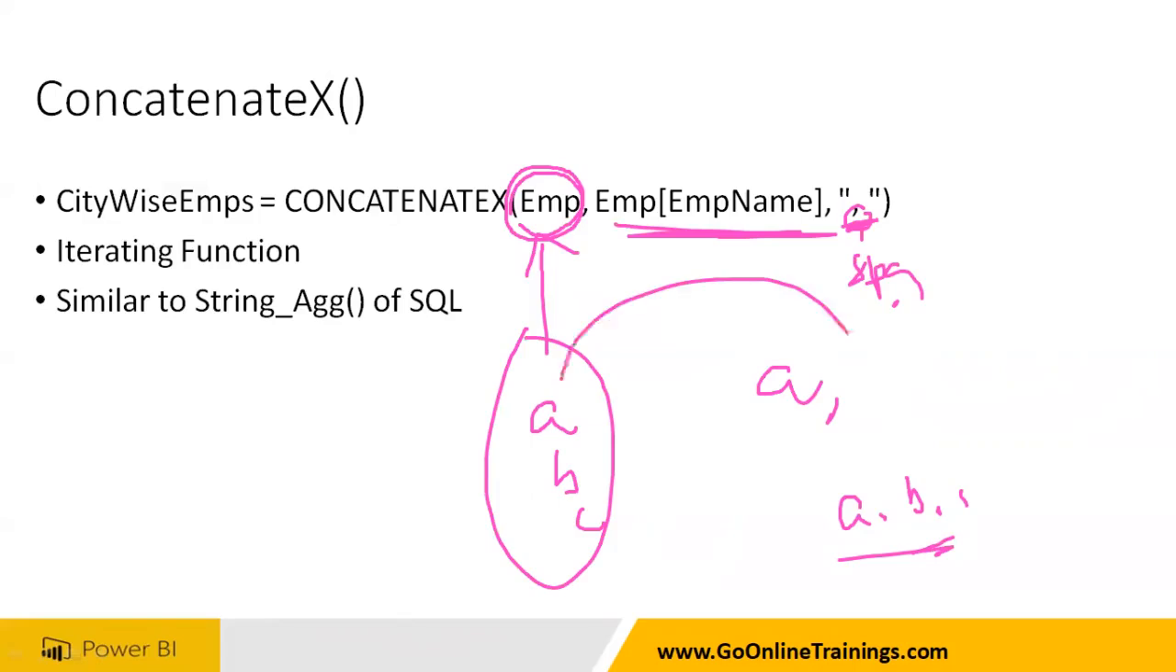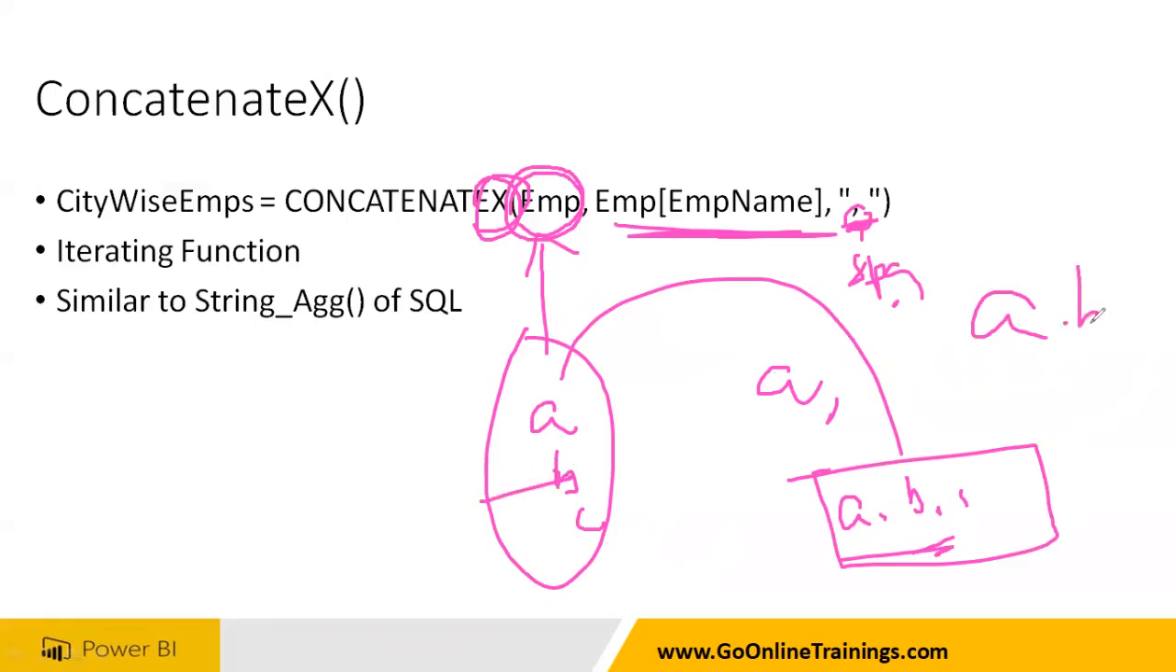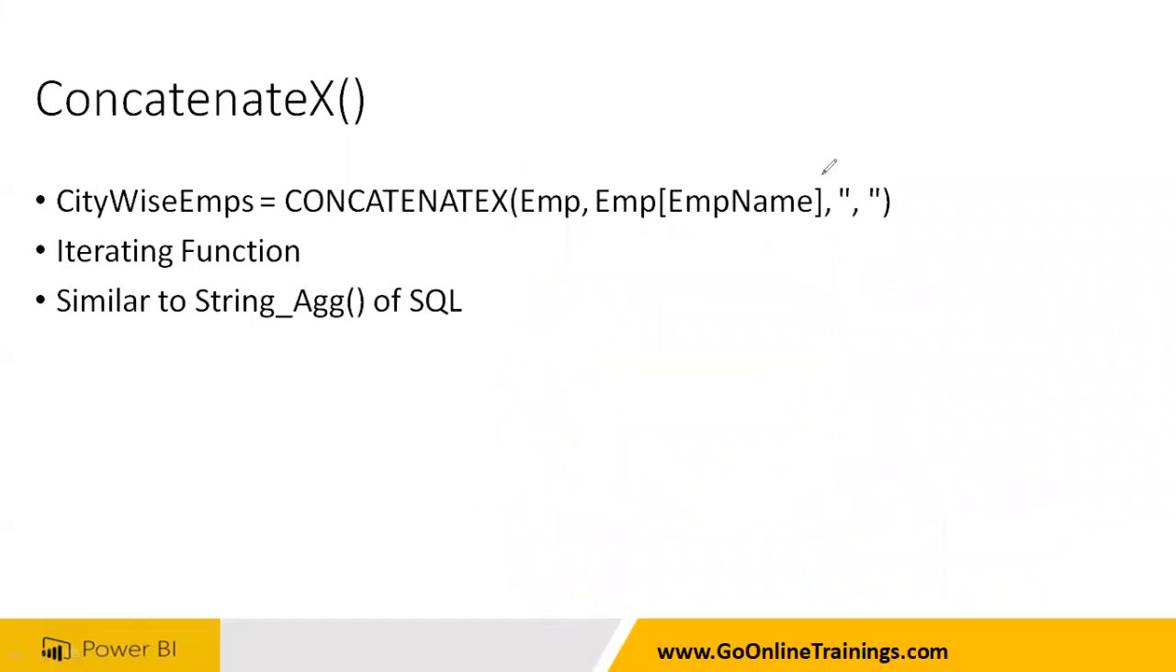So column data will become row data. It is going to be iterating. X means iterating. It is looping. It goes to the table, gets one value and puts a dot, goes to the second row, gets the second value, puts it like this, goes to the third, till it reaches the end, putting all the data. This is what is called iterating. Iterating means looping till it completes all the data. That is what is called CONCATENATEX.